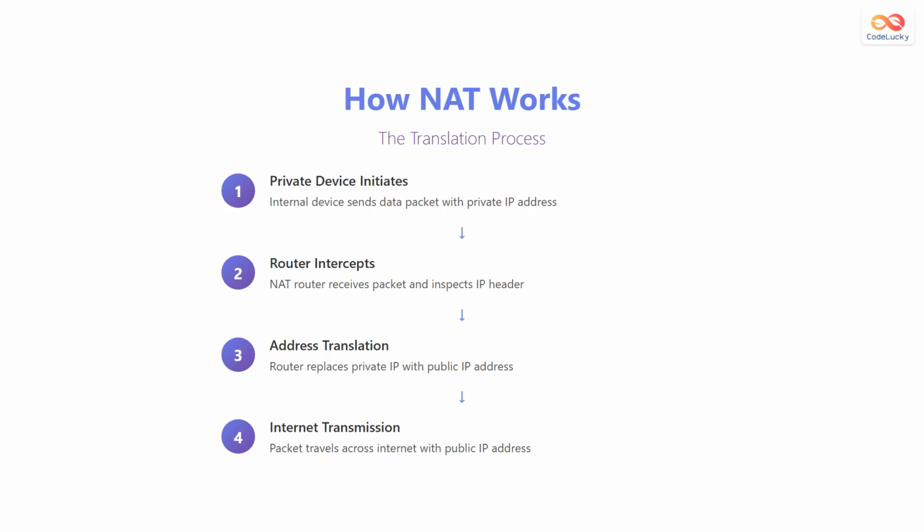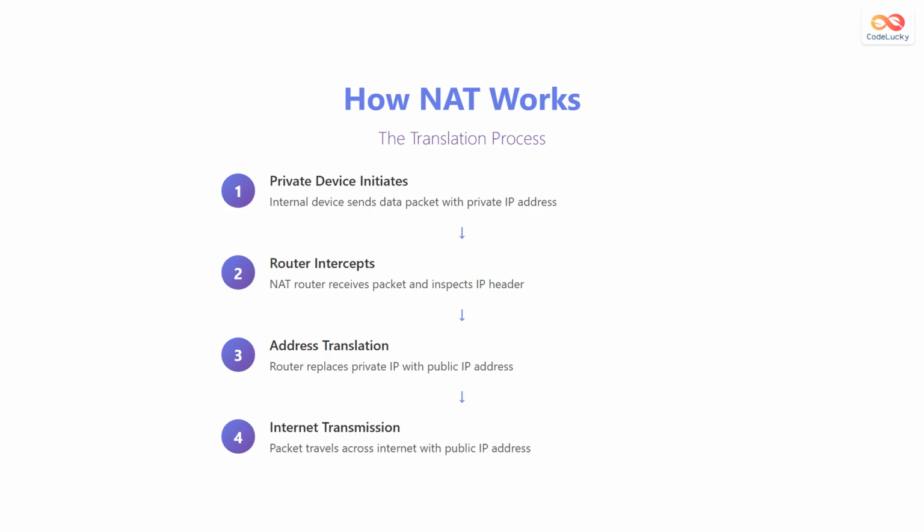Let's walk through how NAT actually works, step by step. First, a private device on your internal network initiates a connection, sending a data packet containing its private IP address. Second, the NAT router intercepts this packet before it leaves the network. Third, the router performs address translation, replacing the private IP address with its own public IP address.